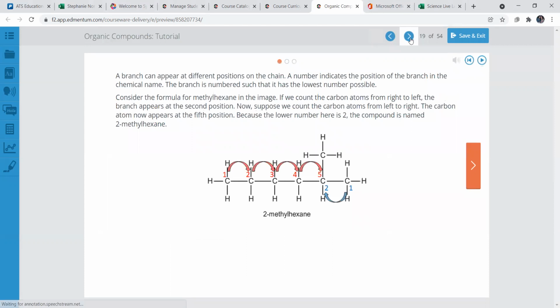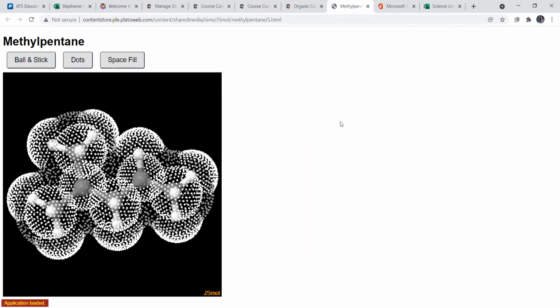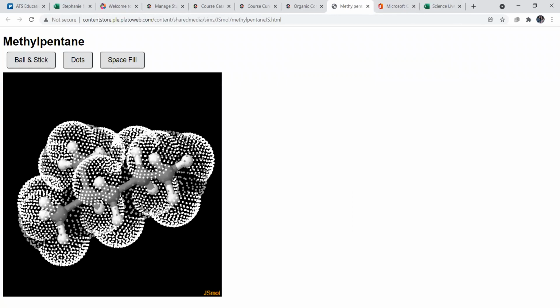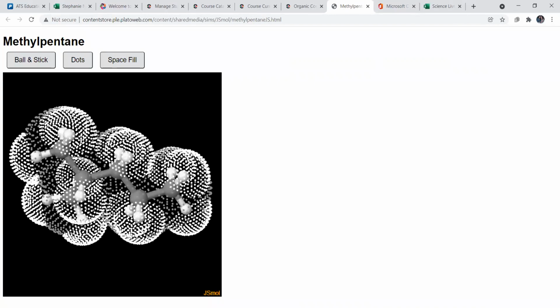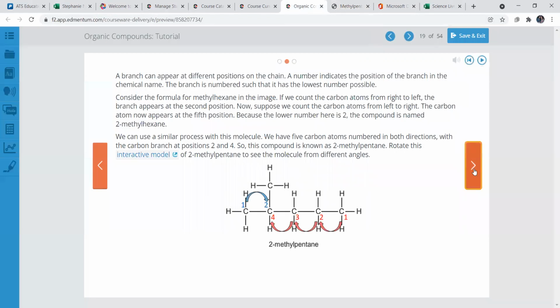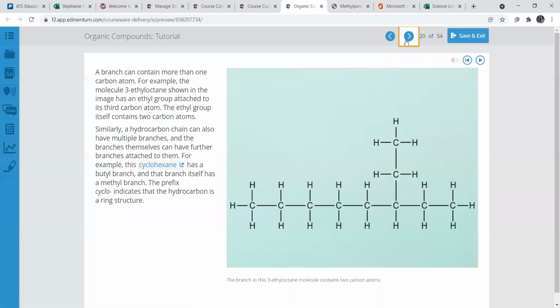Another example. Okay, and let's go down the line here. Another example, an interactive model. You can see here an interactive model of what the structure looks like, and then you can take the mouse and turn the structure around and see what's going on with it. Pretty cool. Okay, just some more examples. Let's go on to the next part.